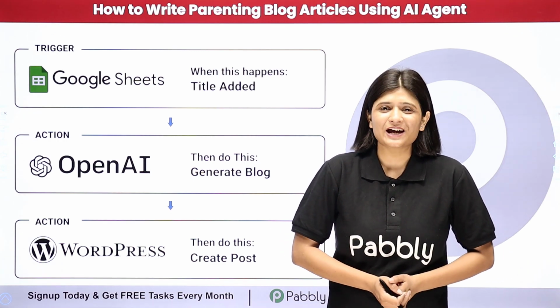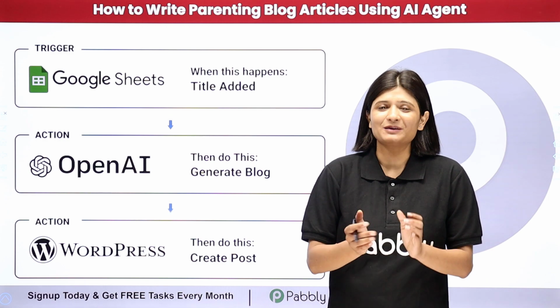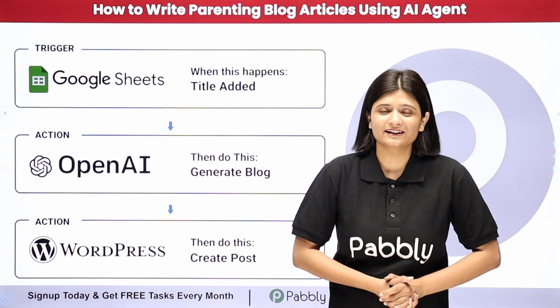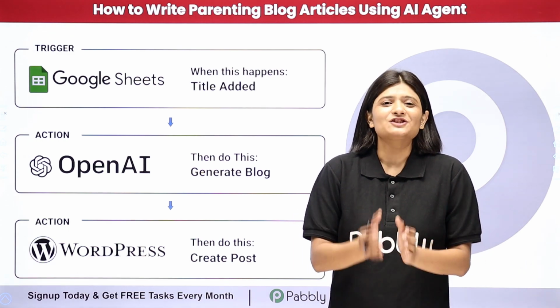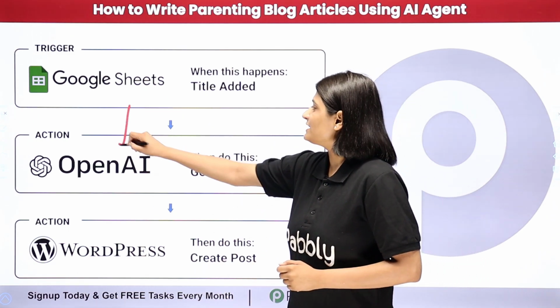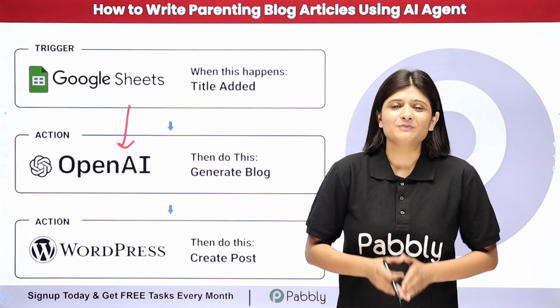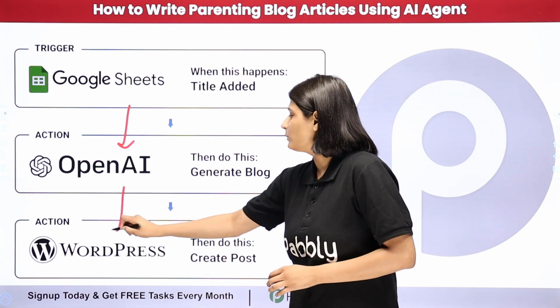And to do this automation, I'm going to use Pabbly Connect. So Pabbly Connect is an amazing automation and integration software which requires no coding or programming skills. Here I just need to build connection between Google Sheets, OpenAI, where I'm going to use my AI agent as OpenAI, and then WordPress.